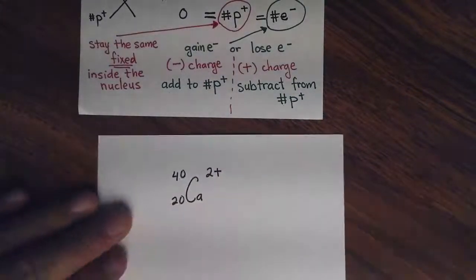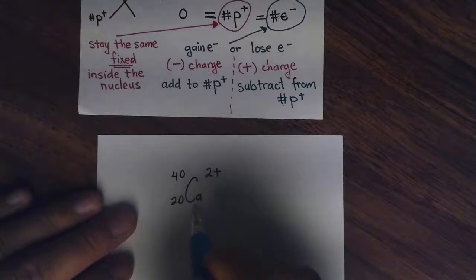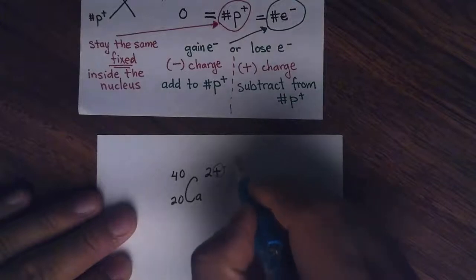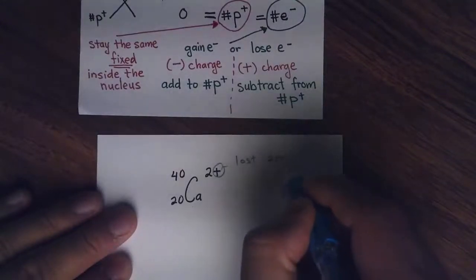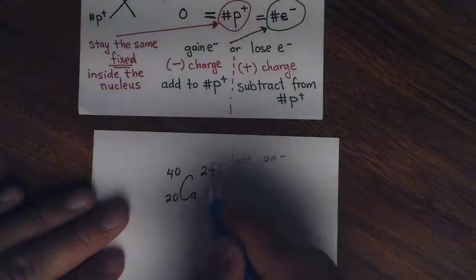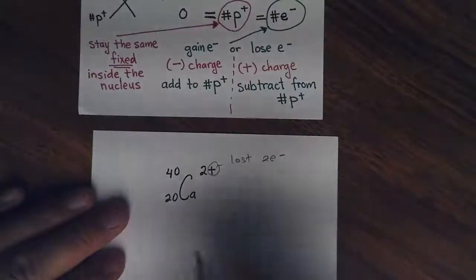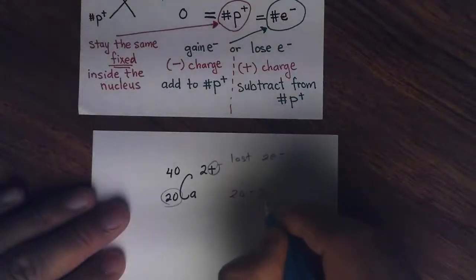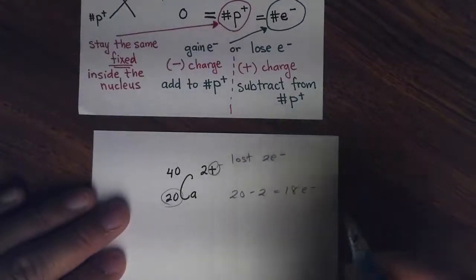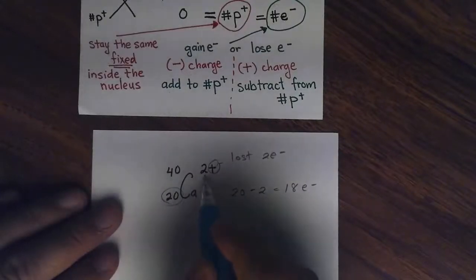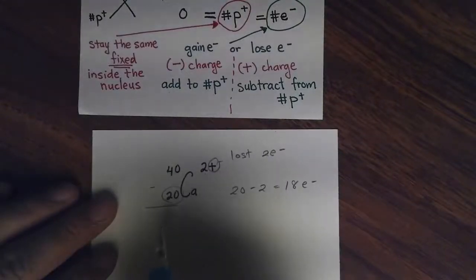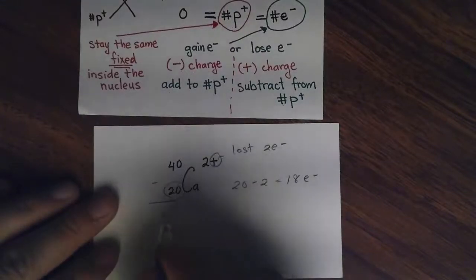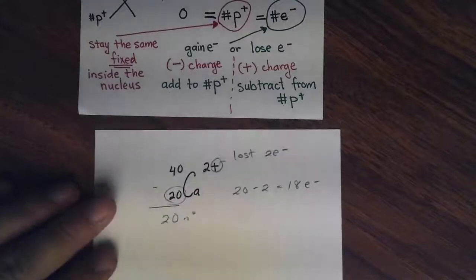Let's try another problem with a positive charge. In this case, we have a calcium ion, or an atom of calcium with a positive 2. So this tells you that it has lost 2 electrons. You lost a negative, that's why you become positive. So because it lost electrons, we have to subtract from the original number of protons. So 20 minus 2 gives us 18 electrons in this atom with a net charge of 2 plus. And for the number of neutrons, we would have the mass number minus 20, which is the number of protons, giving us 20 neutrons. And that's all we have to do.